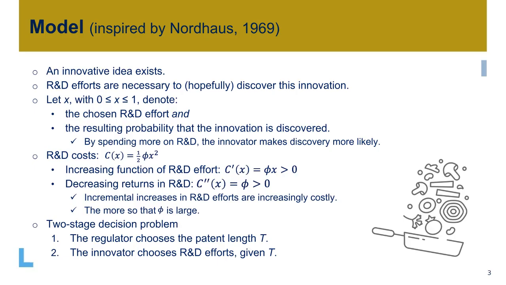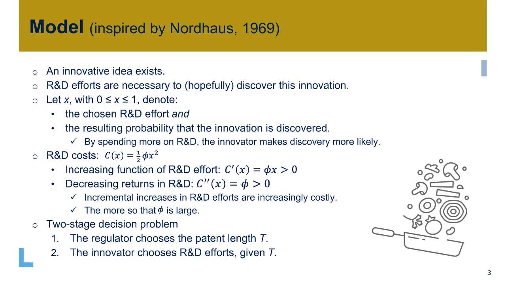The cost of R&D is given by c(x), and is a function of the square of x. As a result, this cost increases with effort, and it increases at an increasing rate, which reflects diminishing returns to R&D. Each extra unit of effort becomes more and more costly.